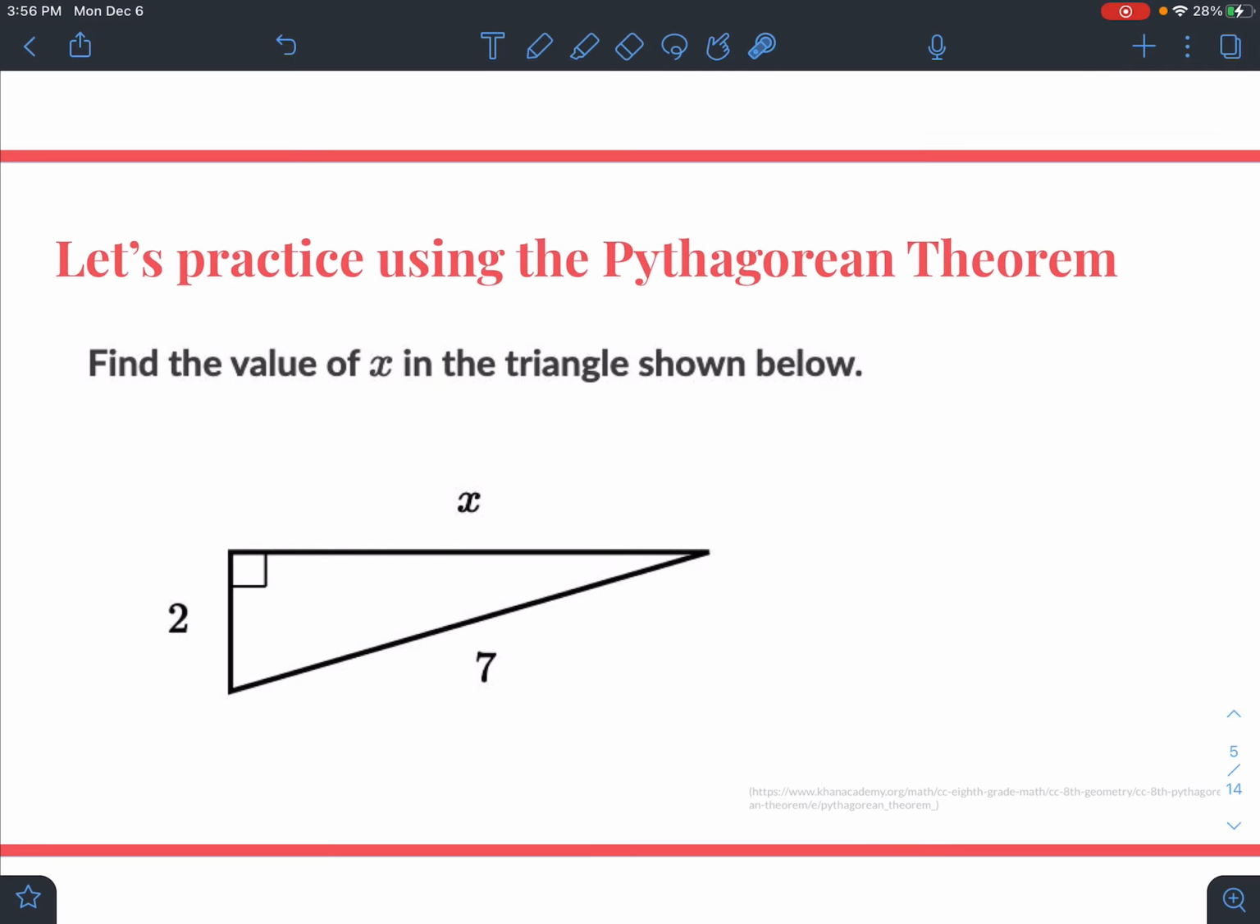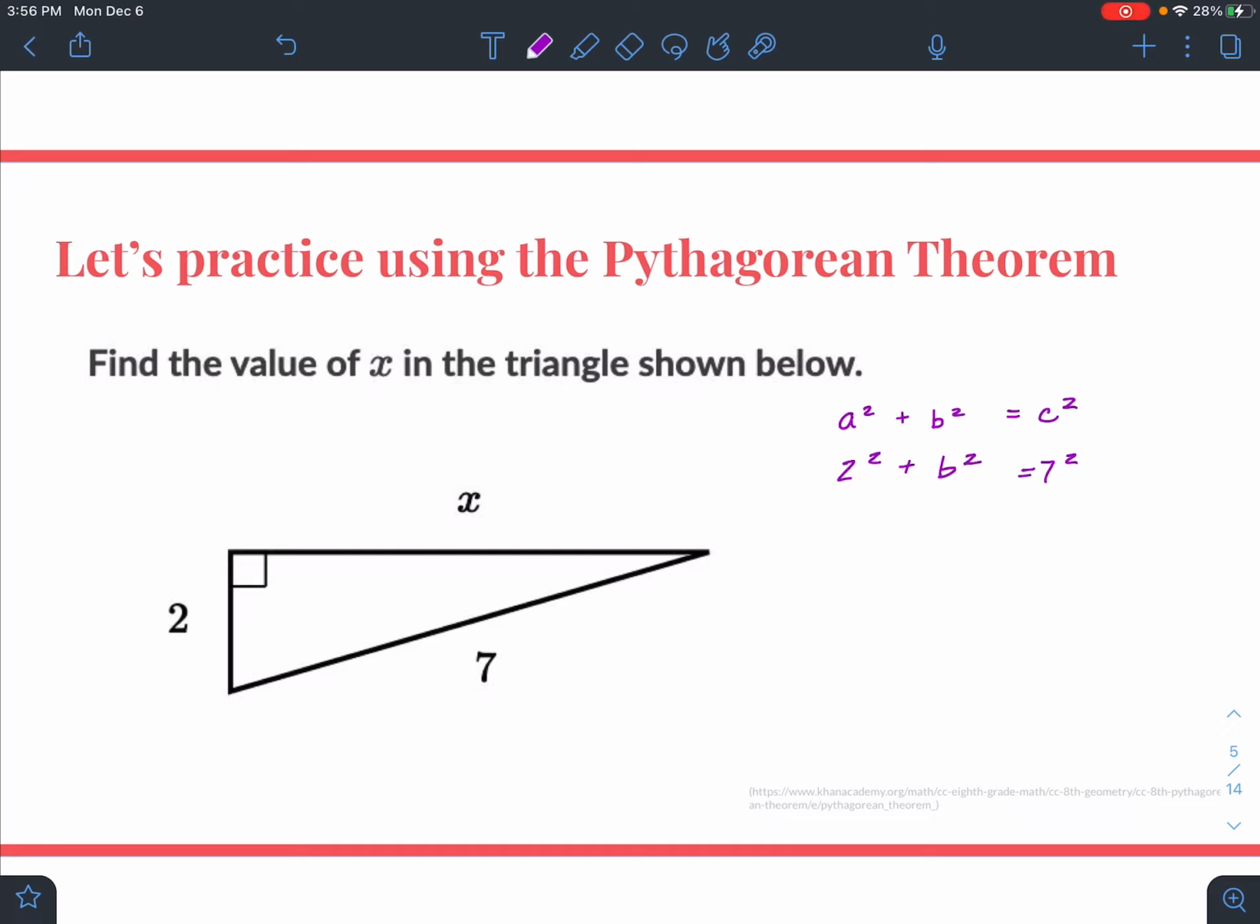First we have, find the value of x in the triangle shown below. We're going to use the Pythagorean theorem. We know that that is a squared plus b squared equals c squared. So, first, we know that 7 is across from the right angle. That means 7 is the hypotenuse. That means we plug 7 in for c, okay? So we have 7 squared here. And then the legs are 2, and we don't know b squared yet, so we'll just say b squared.